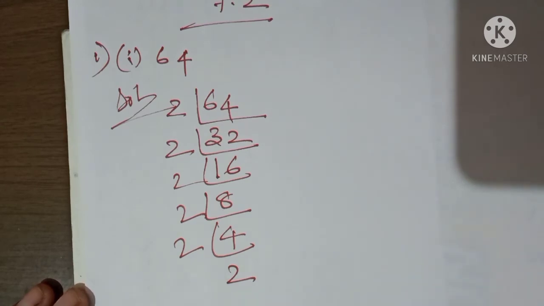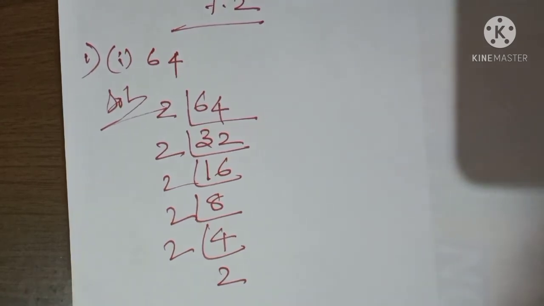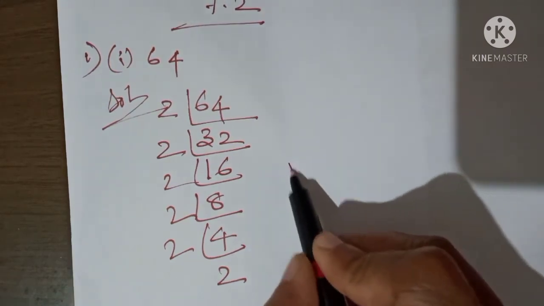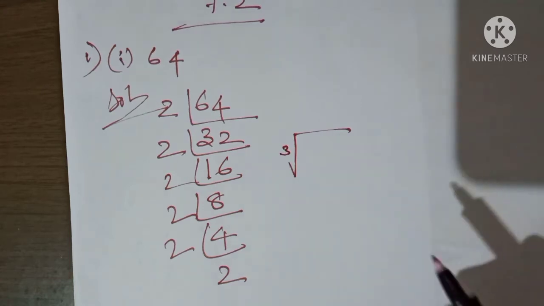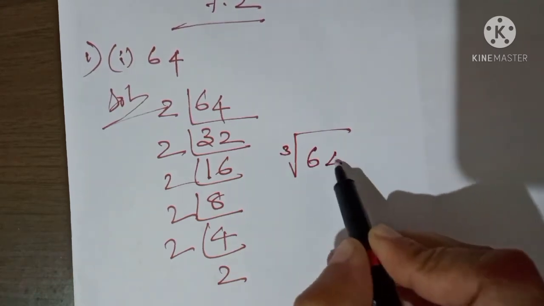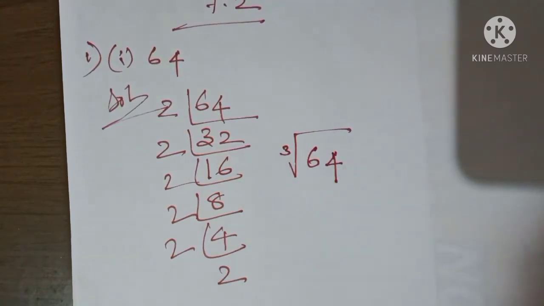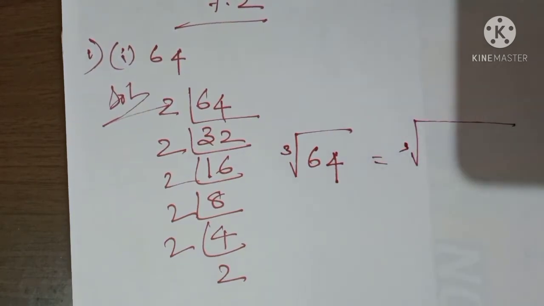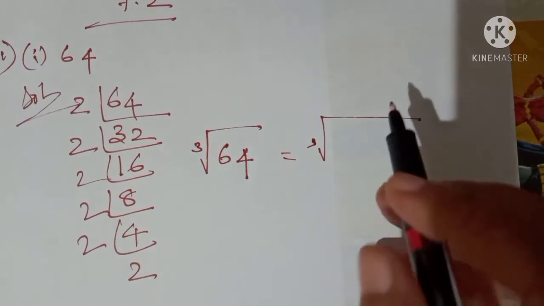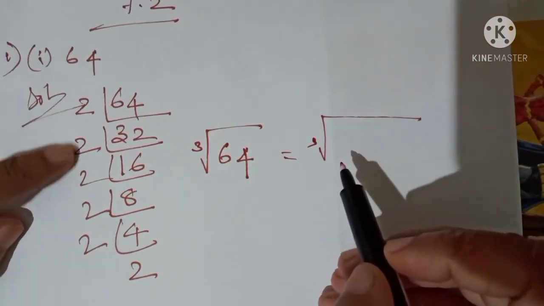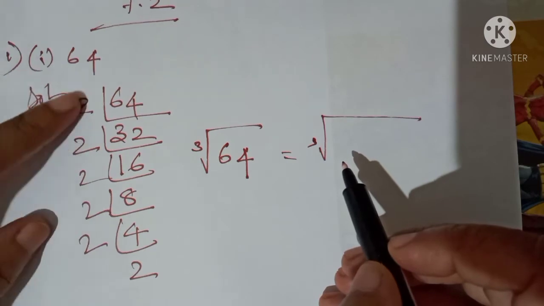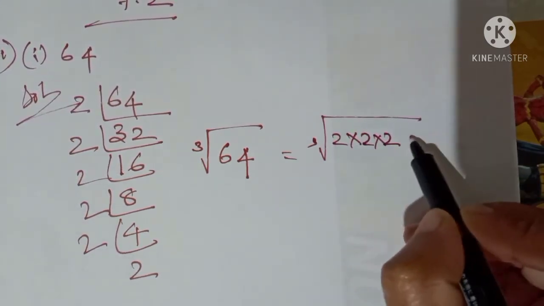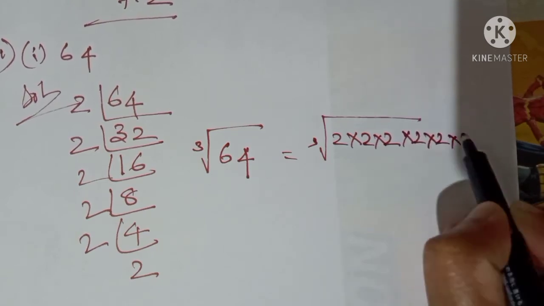Now you want to find the cube root, right? So how will you represent the cube root? Like this. Here we will be writing 3, right? So what is the question? 64. We want to find the cube root for the given number. Then write it down. Okay. So 1, 2, 3, 4, 5, 6. So here factors are 6. Write down 1, 2, 3, 4, 5, 6.